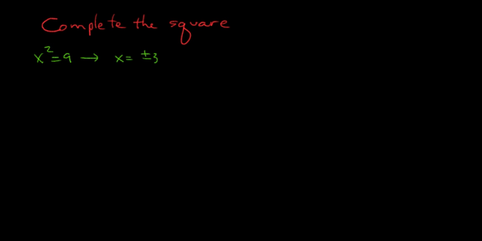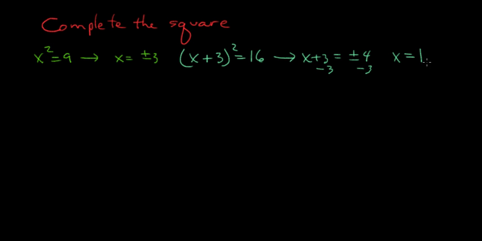And if x plus 3 quantity squared equals 16, we find the square root of both sides and say x plus 3 equals plus or minus 4. If we subtract 3 from both sides, x equals positive 4 minus 3, which is 1, and x equals negative 4 minus 3, which is negative 7. So it's real easy to solve a perfect square like this.